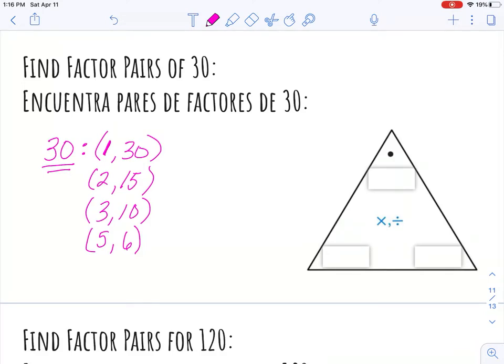Now, when I get a factor pair where the numbers are right next to each other like this one, 5 and 6, then I know that there are no more numbers that I can multiply by to get 30. I don't need to go any further because 5 and 6 are counting numbers that are right next to each other. There's nothing between them to multiply by, so these are the factor pairs of 30. 30 has factors of 1, 2, 3, 5, 6, 10, 15, and 30.